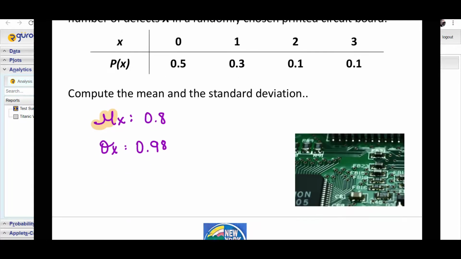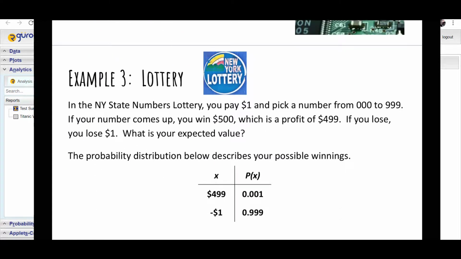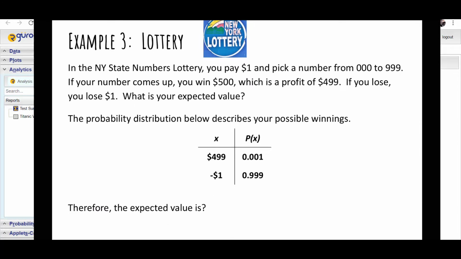Let's do one more. In the New York State Numbers Lottery, you pay $1 and pick a number from 000 to 999. If your number comes up, you win, which is a profit of $499. If you lose, you lose $1. What is your expected value? So if you were to play this game over and over a large number of times, would you expect a profit? That's basically what this is asking.